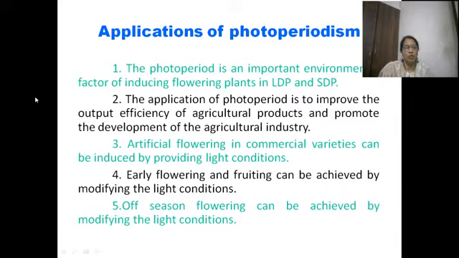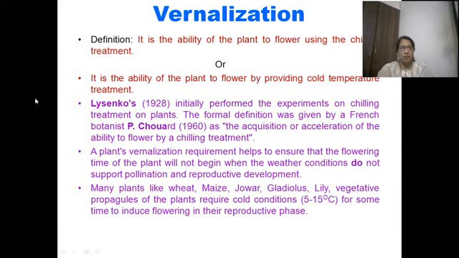Now the next part which we are going to study is vernalization. What is vernalization? In the first part we studied that photoperiodism is essential for flowering. Now the second one we are studying, vernalization, is important for flowering. It is the ability of the plant to flower using chilling treatment. In the first part we had studied that light is essential for flowering. Here chilling treatment or very cold conditions are essential for the plant to flower, or it is the ability of the plant to flower by providing cold temperature treatments.